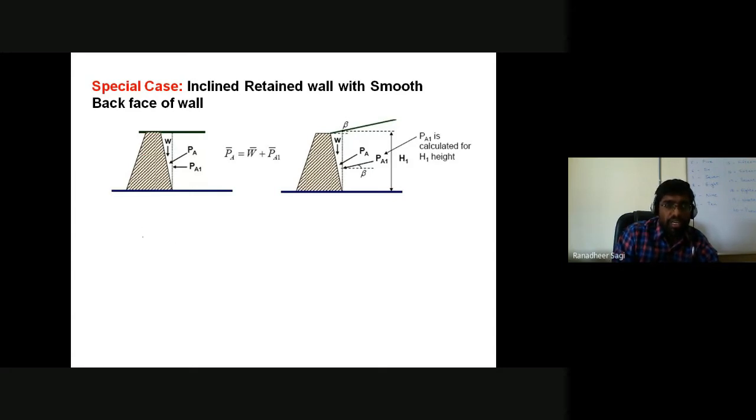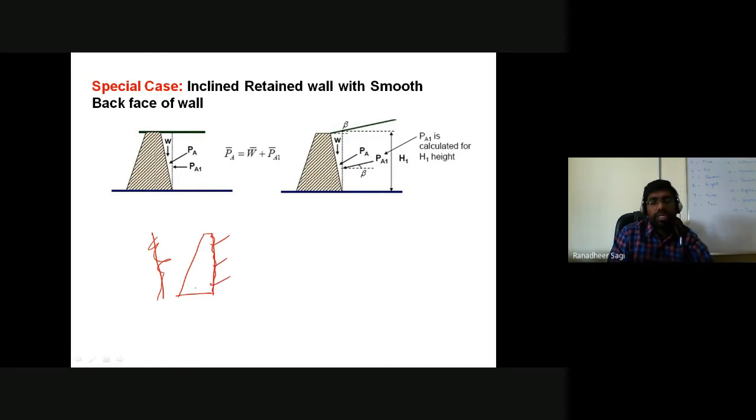Now earlier we were trying to look at the conditions of the retaining wall. I'm looking at this particular surface. We considered the retaining wall surface to be smooth and vertical.